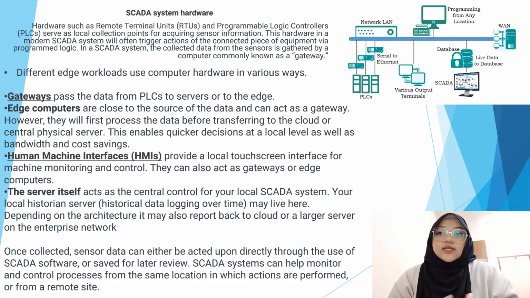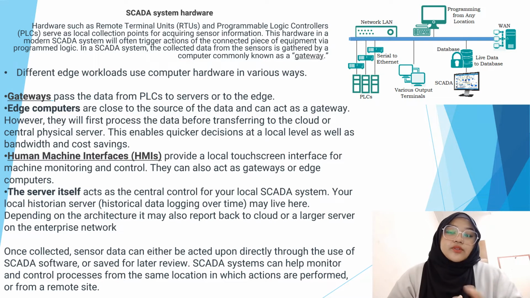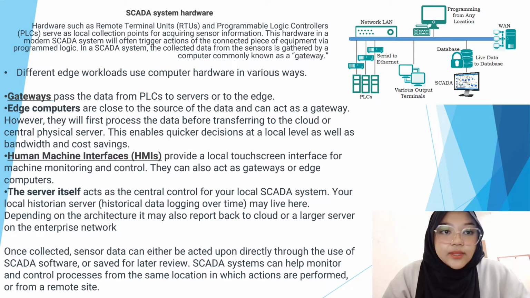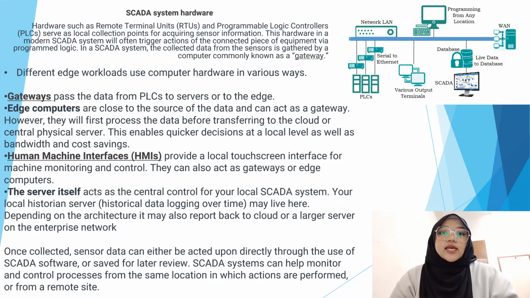First, gateways pass the data from PLCs to the server or to the edge. Secondly, edge computers are close to the source of the data and can act as a gateway. However, they will first process the data before transferring it to the cloud or central physical server. This enables quicker decisions at a local level as well as bandwidth and cost savings.